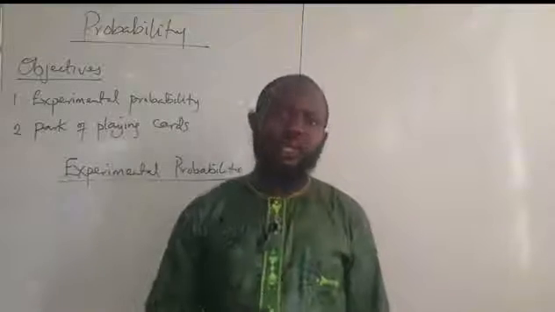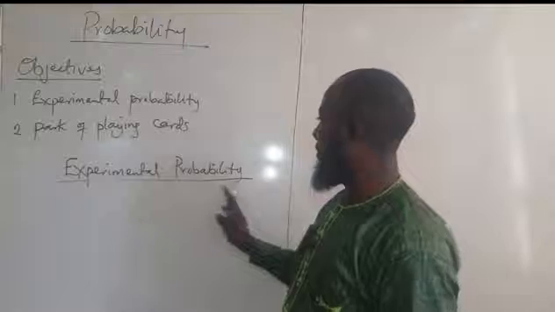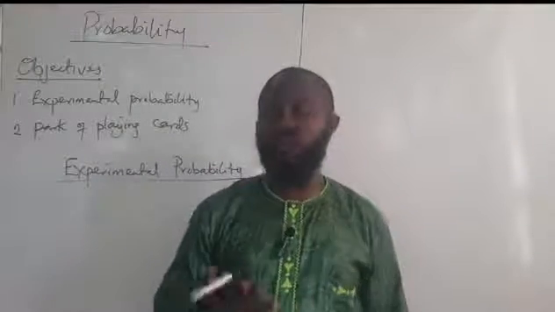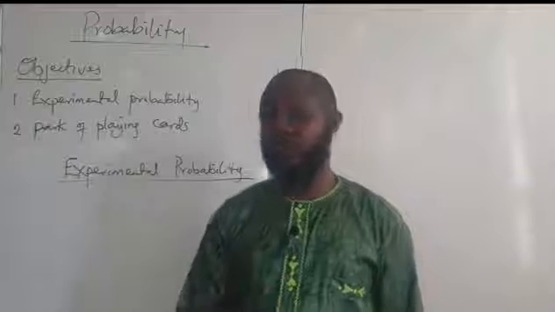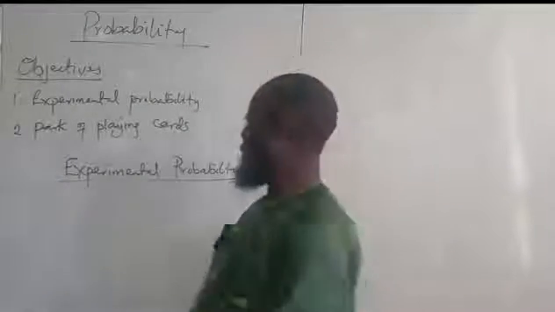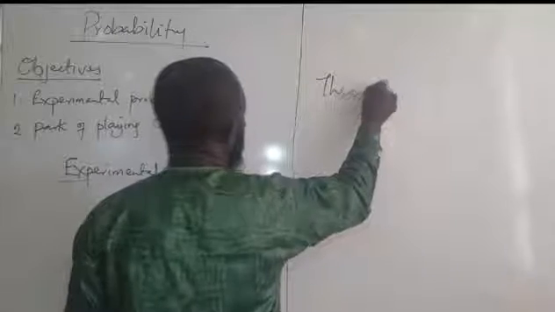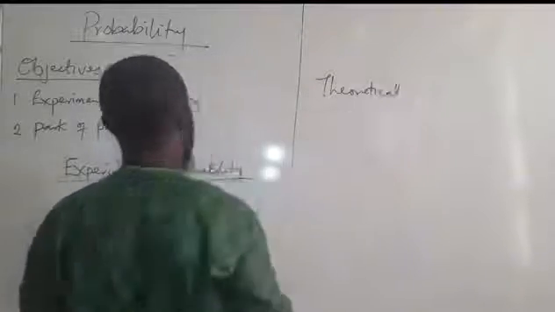So let's get started. Now look at experimental probability. The probability we have been looking at before are theoretical probability, because we have two types of probability here. We have theoretical, and then we have experimental.